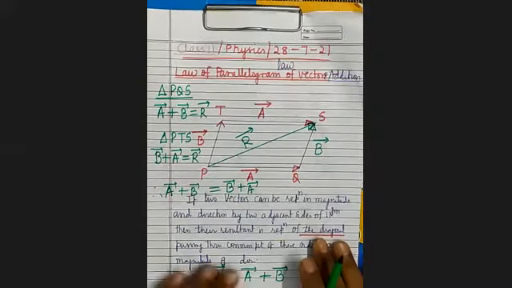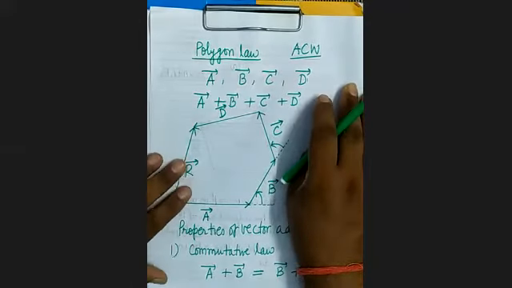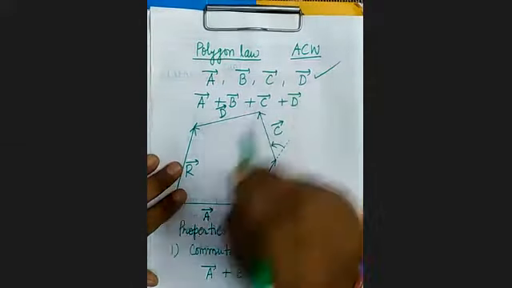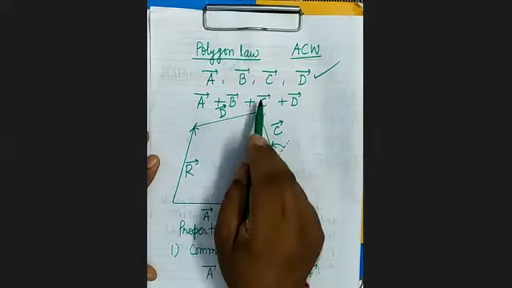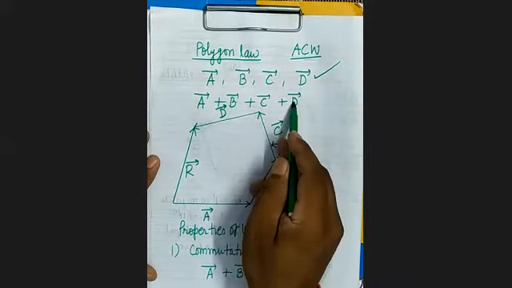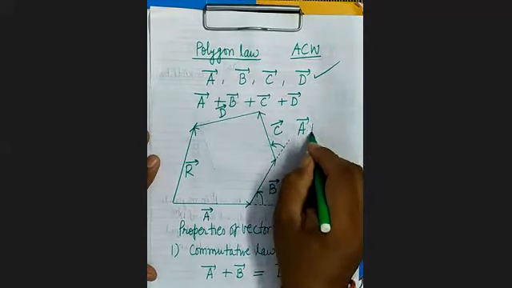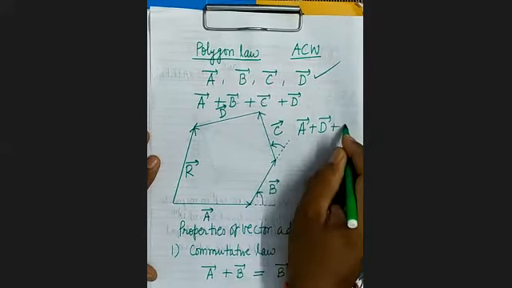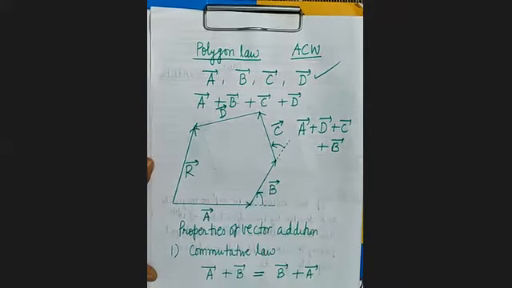Is it clear? For example, here, if the absolute directions are given, then you draw vector A, then you can draw vector C, then vector D, and then vector B. If you find the resultant of vector A plus vector D plus vector C plus vector B, that will also be the same. So vector addition is commutative.